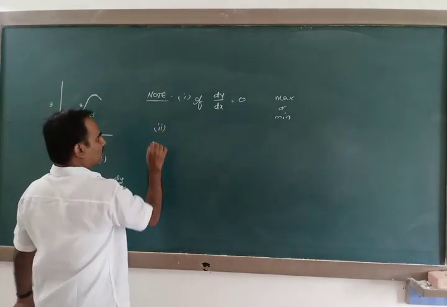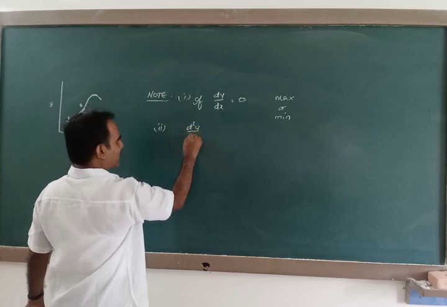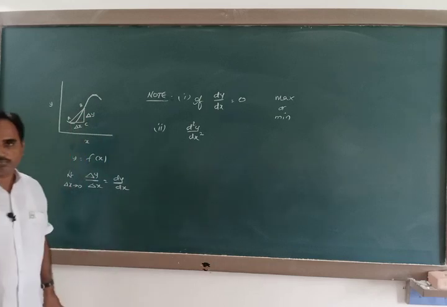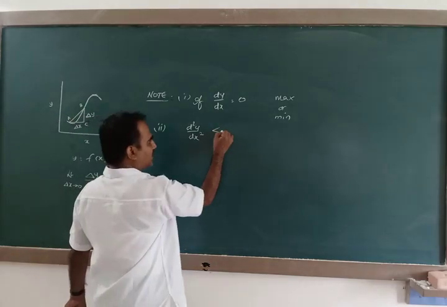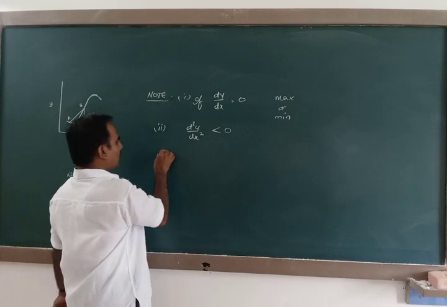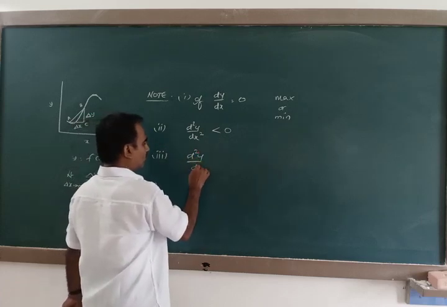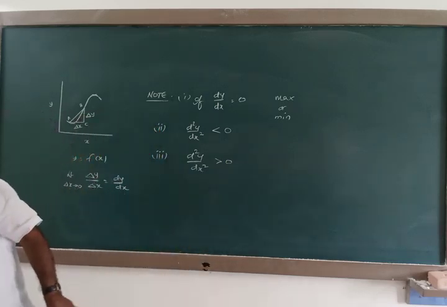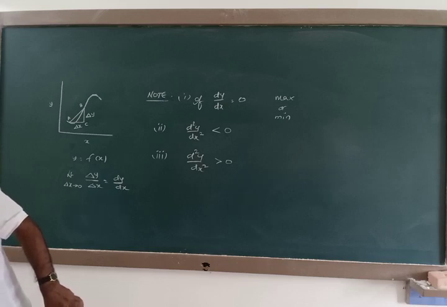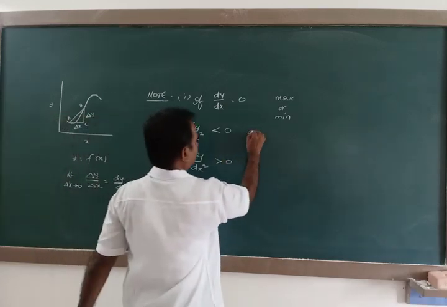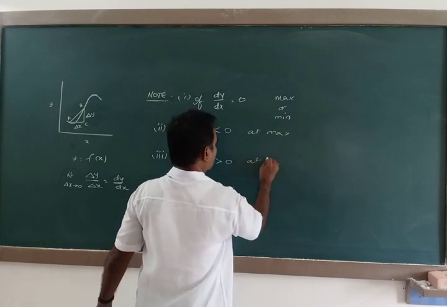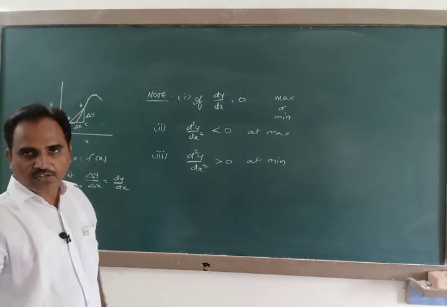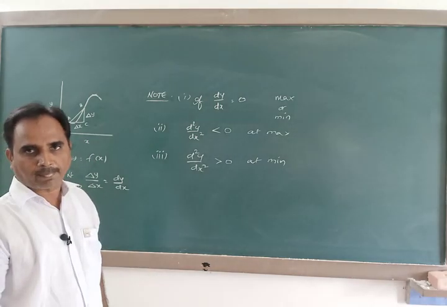Similarly, if I consider d square y by dx square, so this will become less than 0 at the maximum, and this becomes more than 0 at minimum. You remember all these points. You also come across them while studying differential calculus in mathematics.